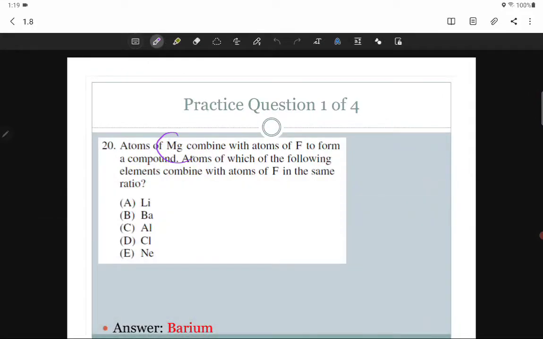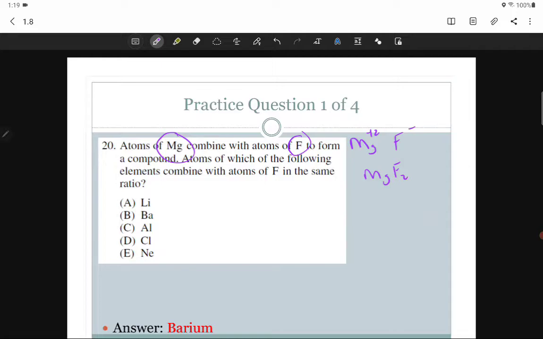There we go. And atoms of fluorine. So if we put those two together, magnesium is in the +2 column of the periodic table, and fluorine is in the -1. So that would mean you'd need 2 fluorines for every magnesium.